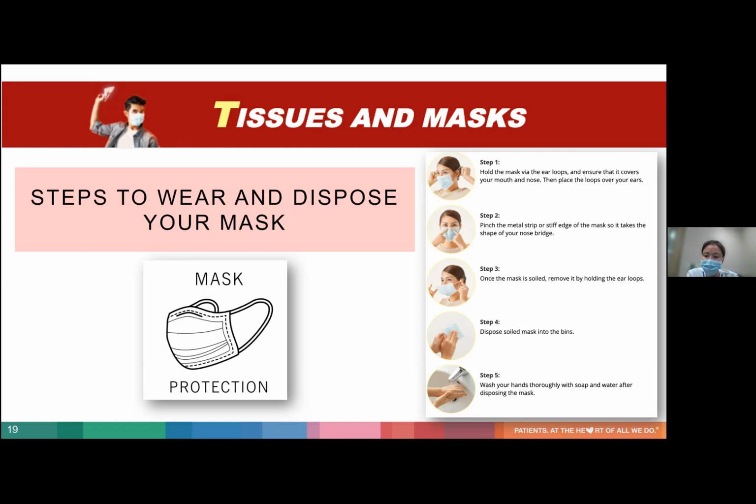Okay, so I think I mentioned hand hygiene multiple times. So do bring a sanitizer with you, because it's necessary at this period of time to protect you, especially for the elderly.